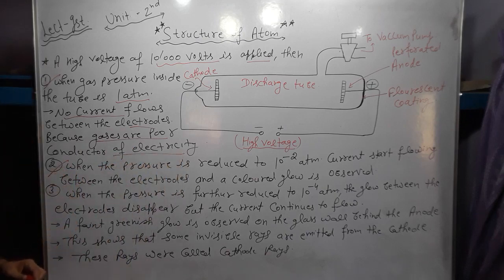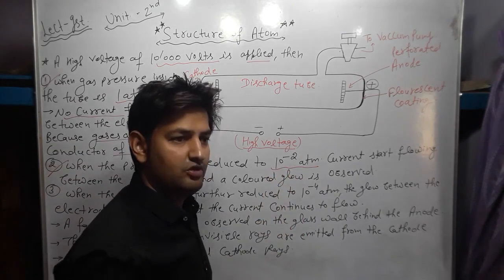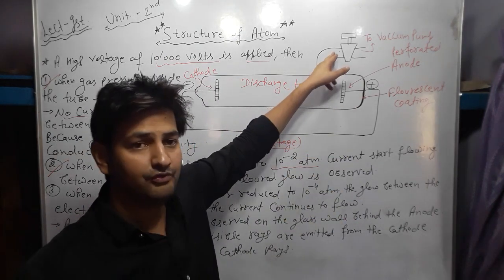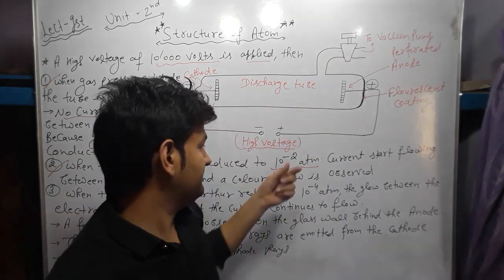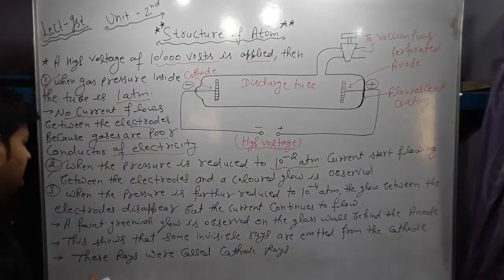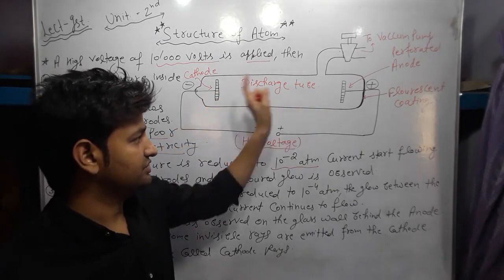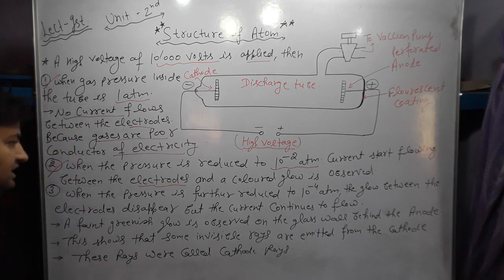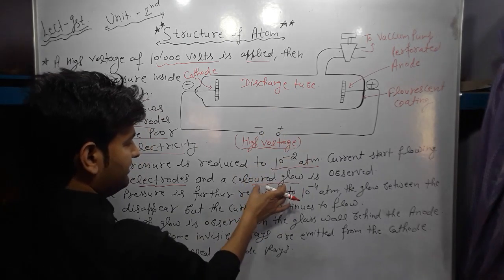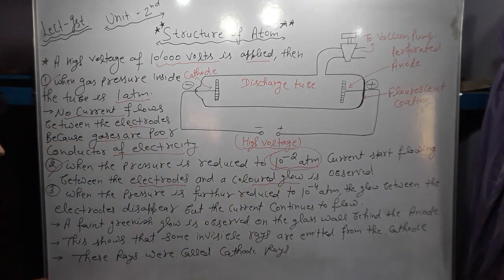Second point: when the pressure is reduced to 10 to the power minus 2 atmosphere, we reduce it from atmospheric pressure, which is 1 atmosphere, by use of this vacuum pump. When we reduce the pressure to about 10 to the power minus 2, current starts flowing between the electrodes. Current starts flowing from the cathode as electrons start to flow, and a colored glow is observed. Here we saw a colored glow when the pressure is about 10 to the power minus 2 atmosphere.